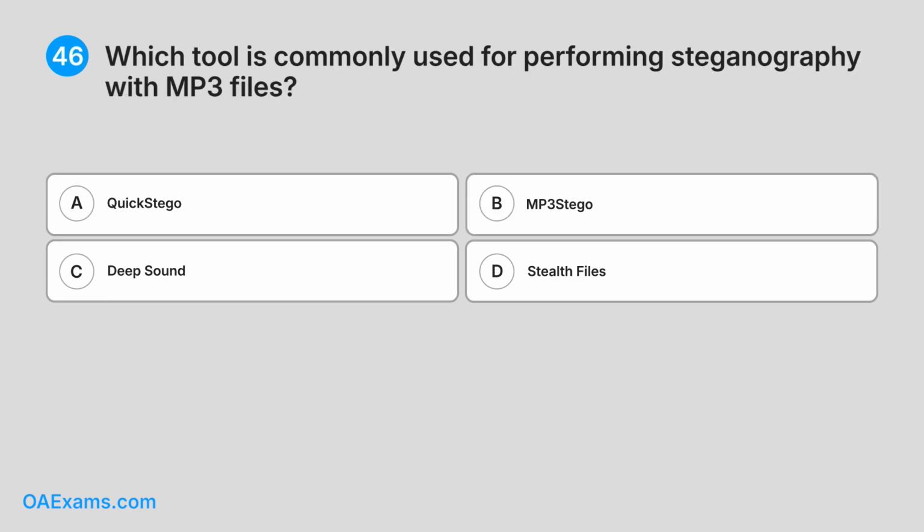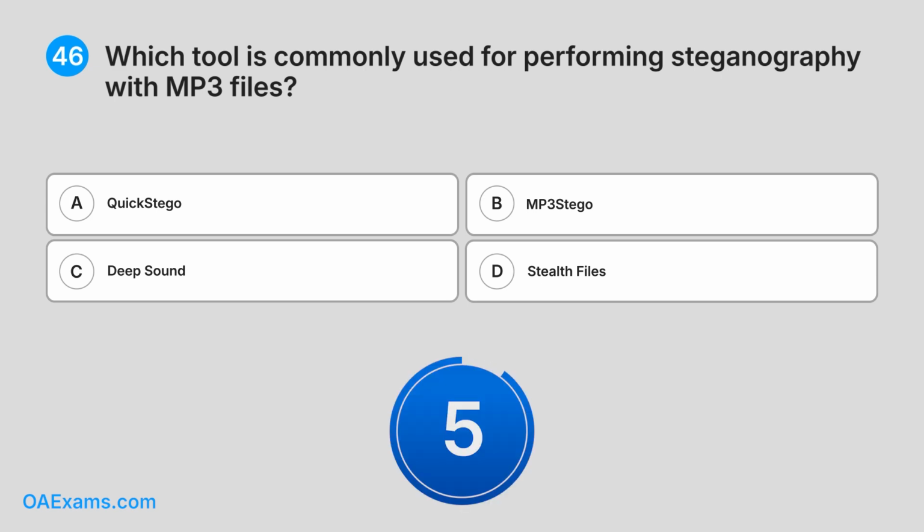46. Which tool is commonly used for performing steganography with MP3 files? A. QuickStego. B. MP3 Stego. C. Deep Sound. D. Stealth files. What do you think is the answer?